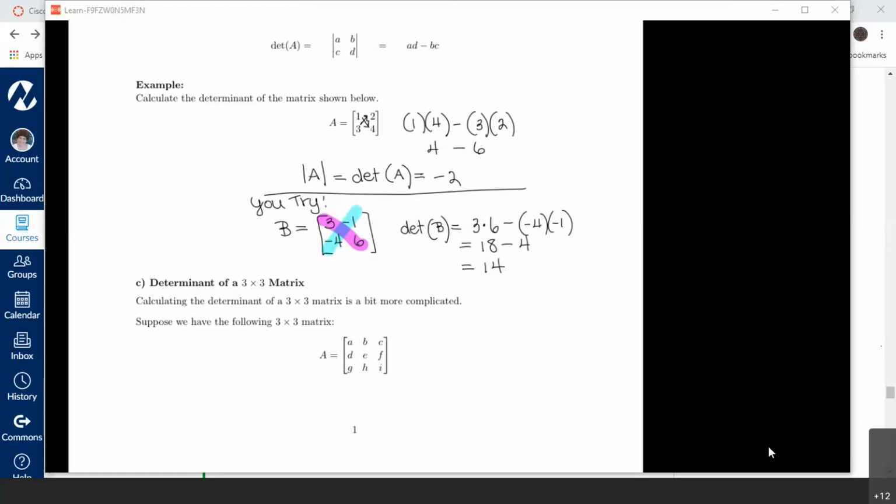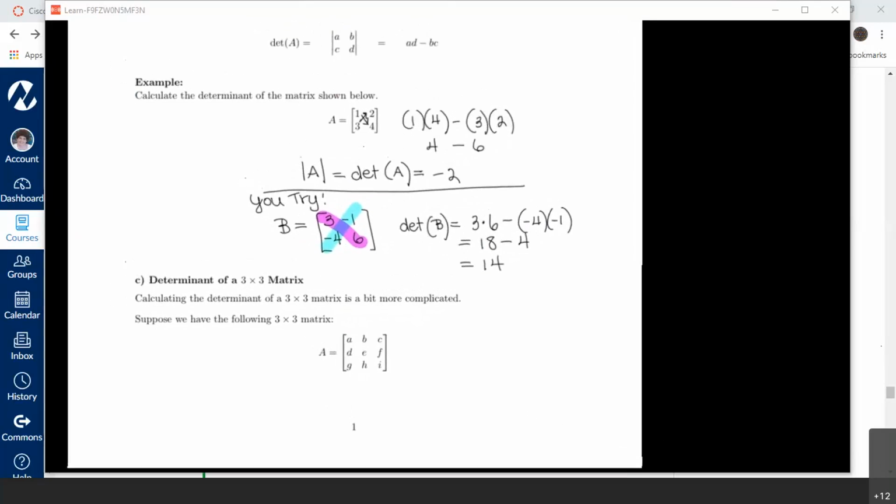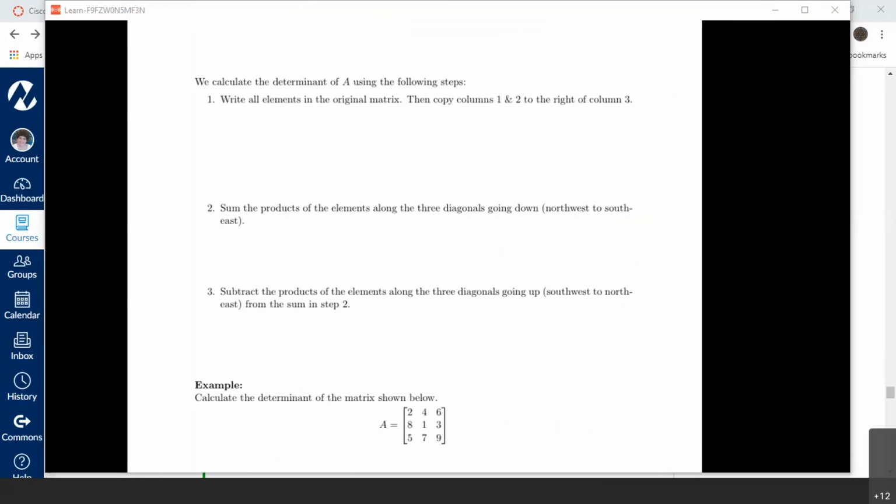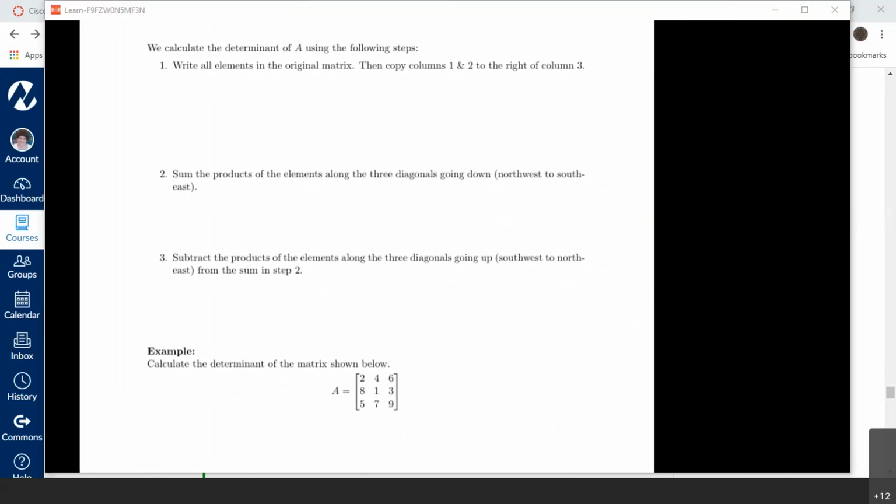Here's a 3 by 3 matrix. And again, we're finding determinants of square matrices. Okay. And we've labeled the elements A, B, C, D, E, F, G, H, I. Again, this is just to show you the pattern. So if you want to find the determinant of a 3 by 3 matrix, it says write all the elements of the original matrix. Okay, so those are my original elements.